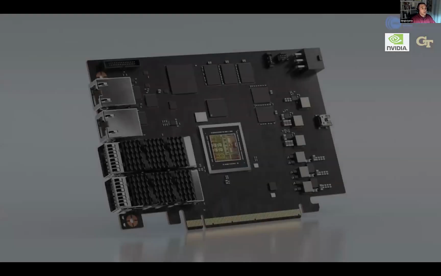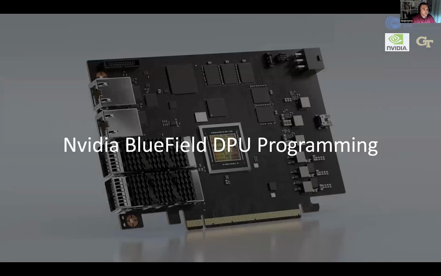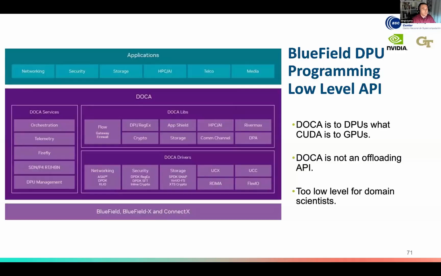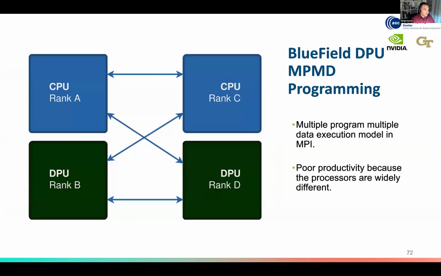Okay, so let's start. How can we program the NVIDIA BlueField DPU? We have one option, which is the low-level API provided by NVIDIA. It's called DOCA. To understand it, DOCA is to DPUs what CUDA is to GPUs. But DOCA is not an offloading API, and from our point of view, this is too low level for domain scientists.